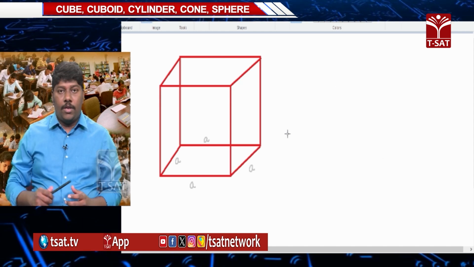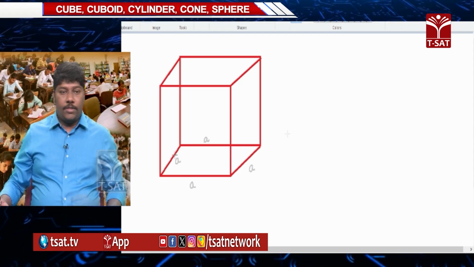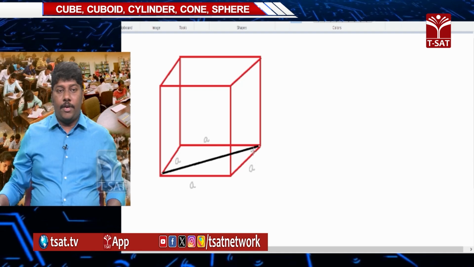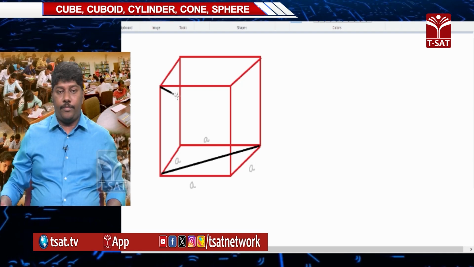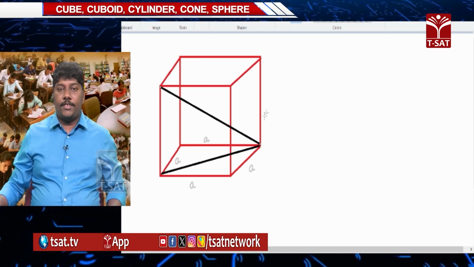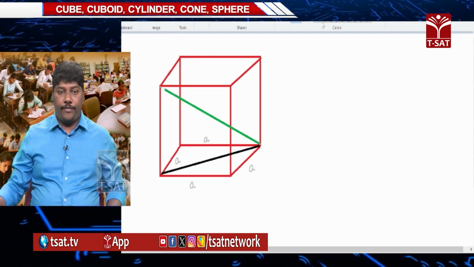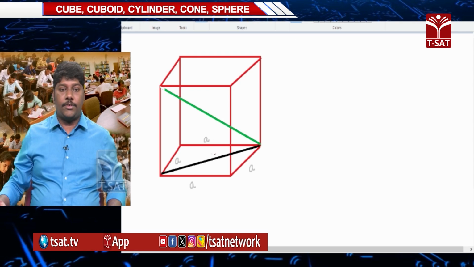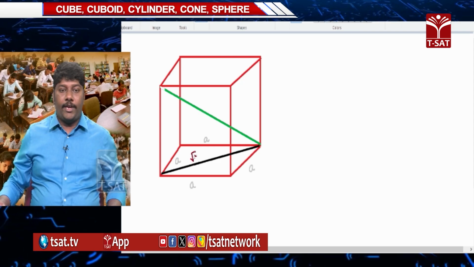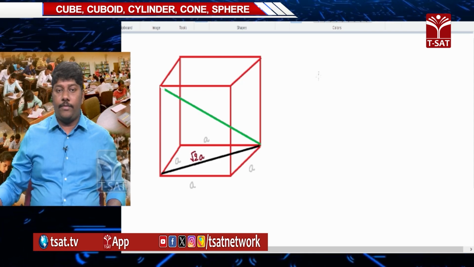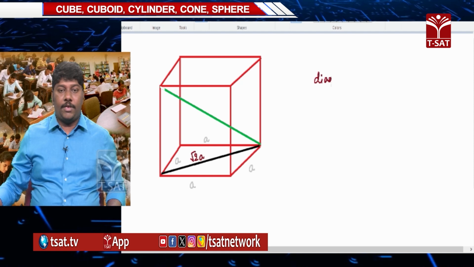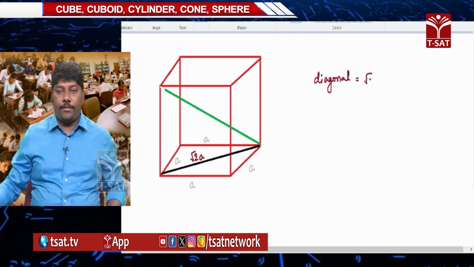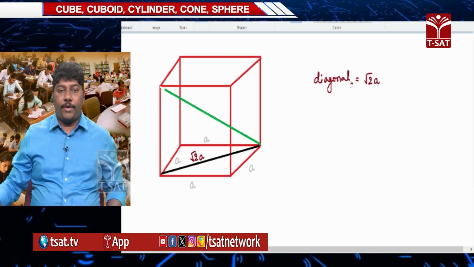Now, look at the diagonal of the cube. You call it a diagonal of a surface if you draw a diagonal on a surface, but if you draw this imaginary line, this is called the diagonal of the cube. How do I find it out? Since the surface is a square, the diagonal of the surface is root 2 a.